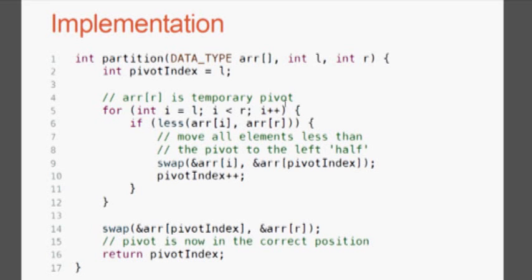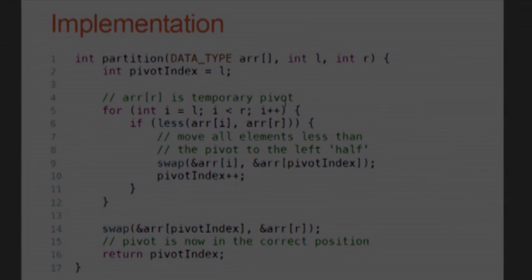The succeeding pivot is picked by adding 1 to the pivot index if it's the right subset, or subtracting if it's the left subset.